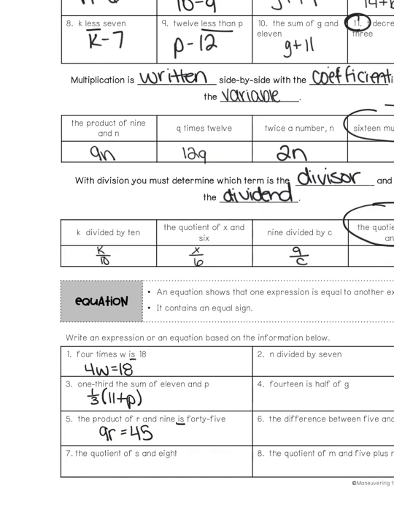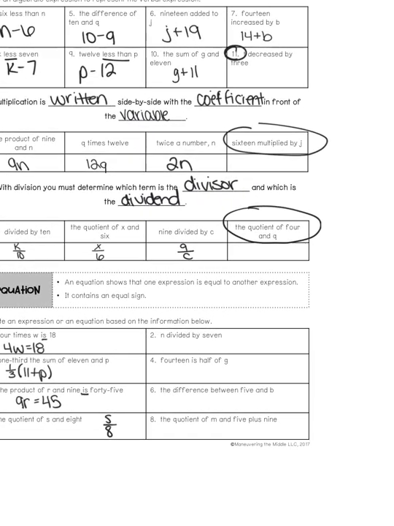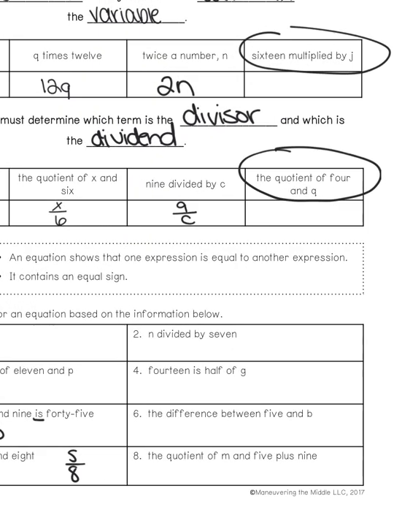The quotient of s and 8. So no is, no equals, nothing like that. So I'm just writing an expression for the quotient of s and 8. So s divided by 8. Okay. N divided by 7, just an expression. 14 is half of g. So 14 equals, and then half of g means 1/2 times g. Okay, and you will do 6 and 8 in the Google form. All right.